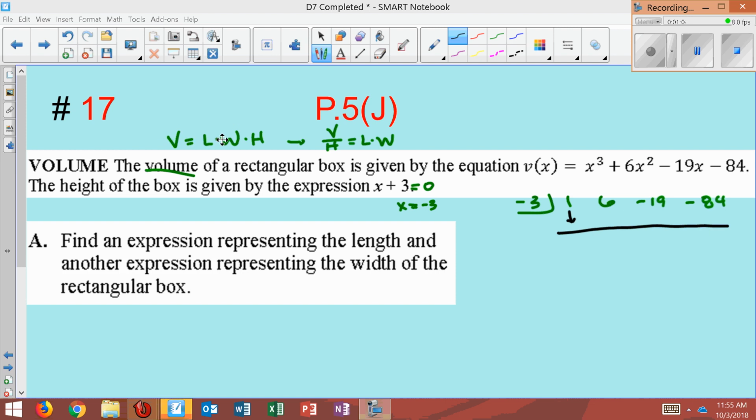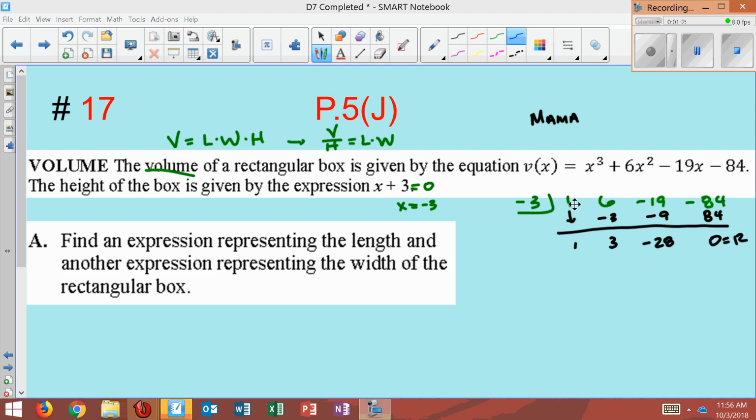The formula is volume equals length times width times height. So 1 times -3 is -3. We follow the pattern as we do this: we multiply, add, and multiply, add. This combines to give us 3. We multiply, get -9. This gives us -28. The negative times the negative is going to be positive, and that will be positive 84. This is a remainder of 0, so that's good.